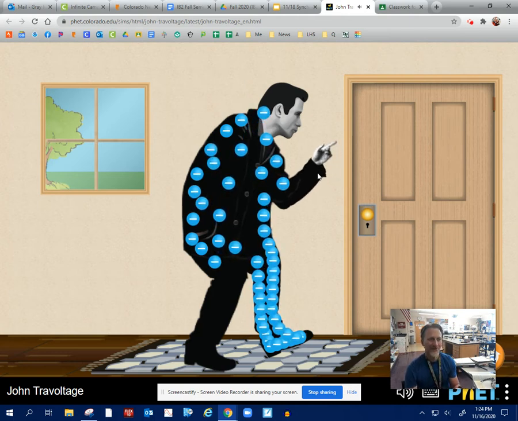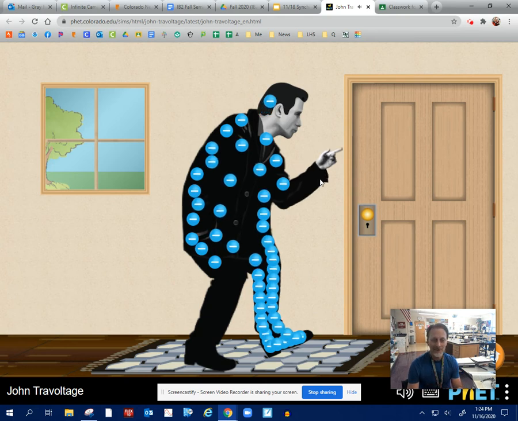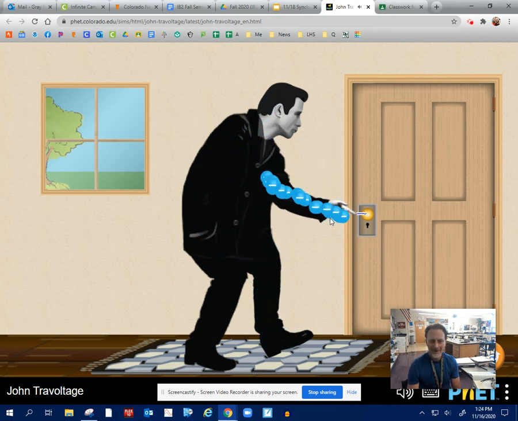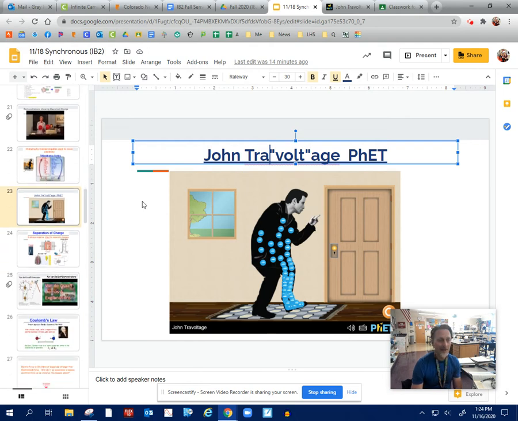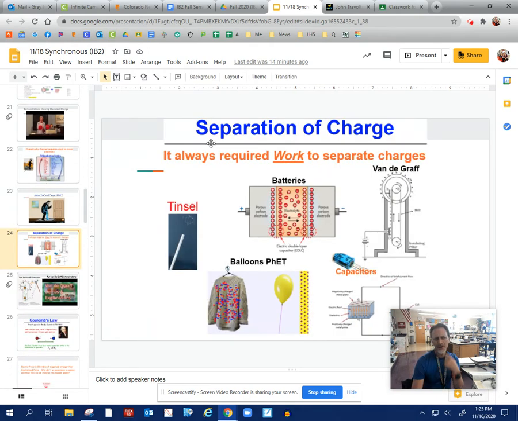Because right now, John Voltage is net negative. But when he touches the doorknob, you can see how it grounds those electrons. It sends them to the earth, and it makes it so that he can become neutral again. So objects really would rather be neutral in general. All right, so you get to play with that one. We'll look at it with the lab next class. And one of the things to note here is that it always requires work to separate charges. We've got this tool called a Van de Graaff generator that I'm going to look at with you guys.